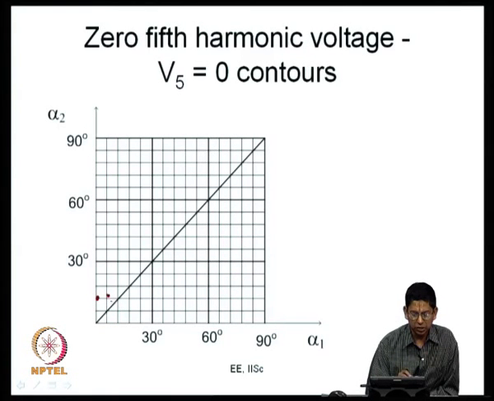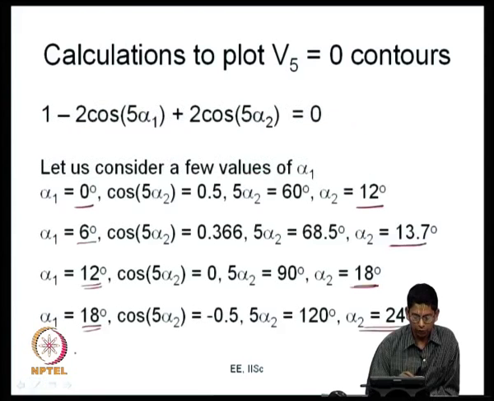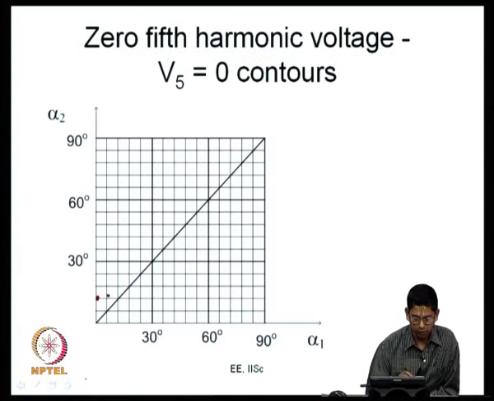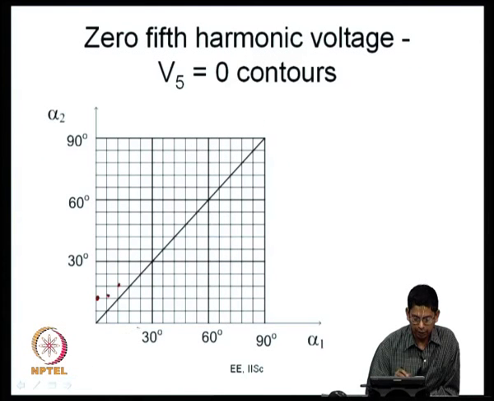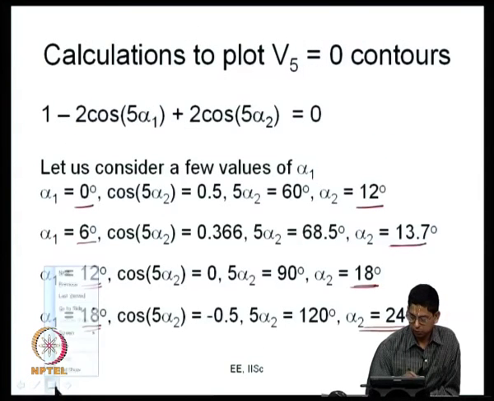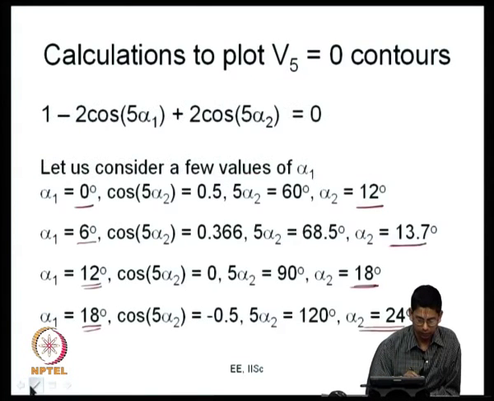So, at alpha 1 equal to 6 degrees, you get something like 12 degrees now. So, if I go to 12 degrees, it is 18. I go to the next point. So, alpha 1 is 18, then this is 24. Okay. Then I am looking at alpha 1 is 24, it is 180 degrees.